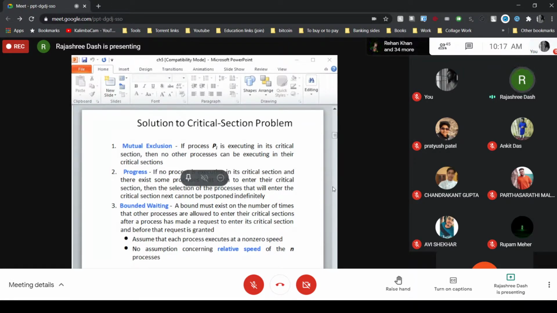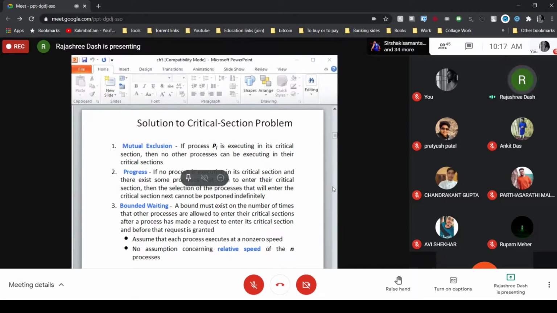Suppose one process has made a request to enter the critical section, but during that time some other process is executing. That means it is waiting now. So remember, when the process requests to enter the critical section and before the request is granted, there should be a bound. How many processes are allowed to enter their critical section?